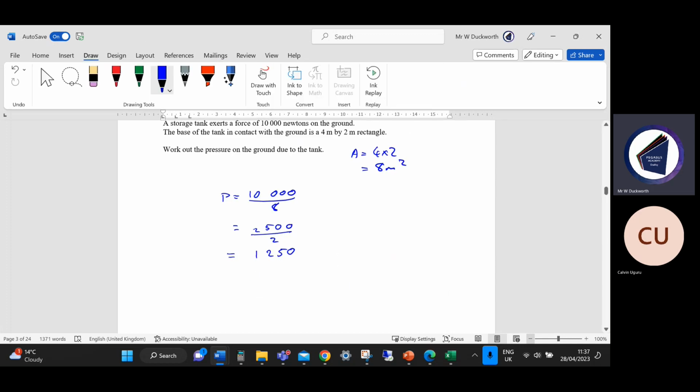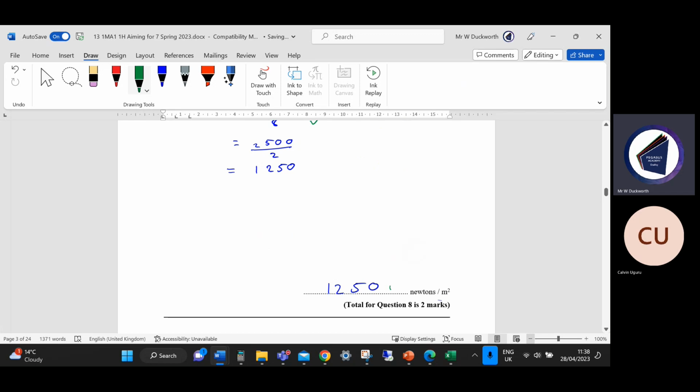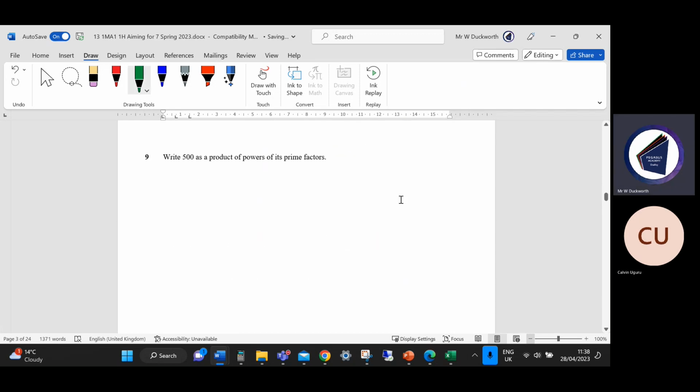So marks for that then. It is a mark for the method. Well, it's called a processing, and a mark for the answer. 2 marks. Okay, question 9.